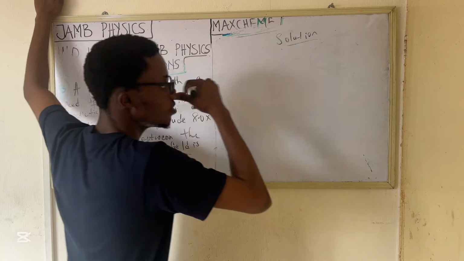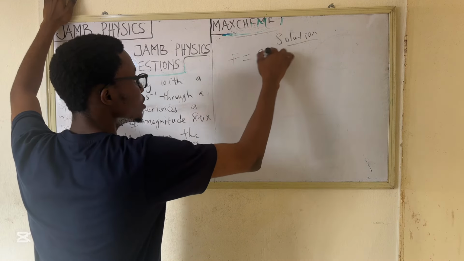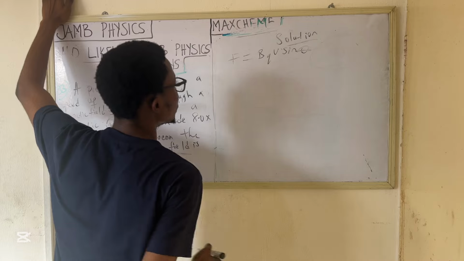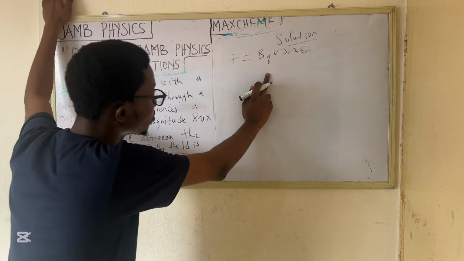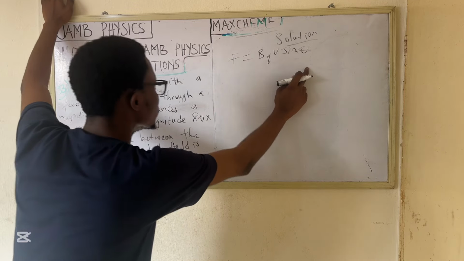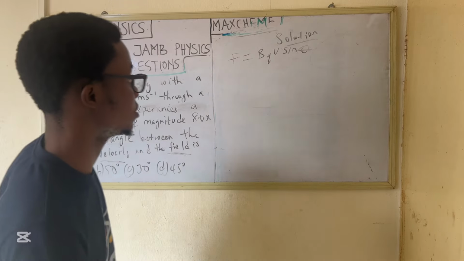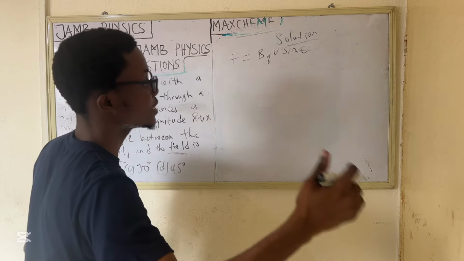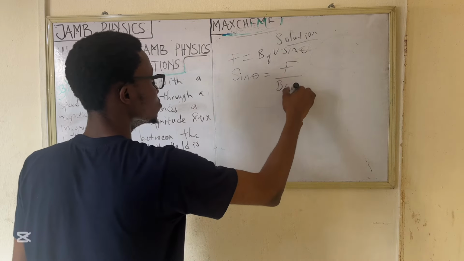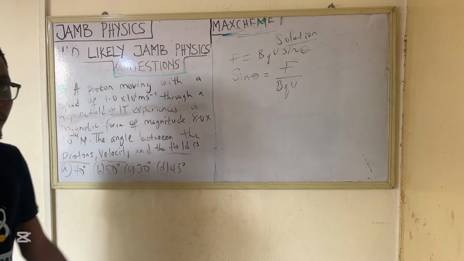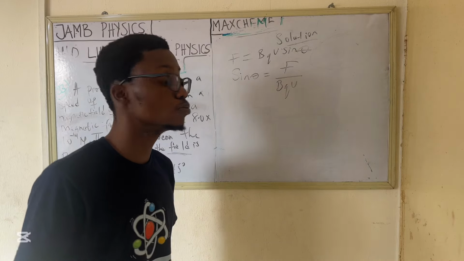In this case, the formula relating proton velocity and field is F equals BQV sine theta. This formula has force, field, quantity of charge of the proton, velocity, and our angle. This angle is between the proton velocity and the field. So let's make sine theta the subject of the formula. Sine theta equals F over BQV.